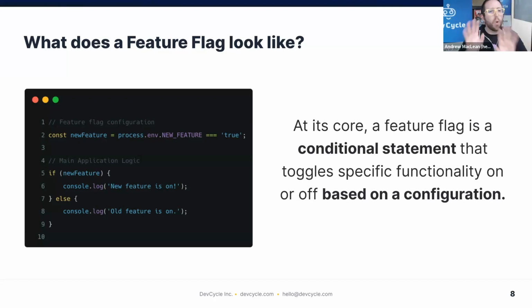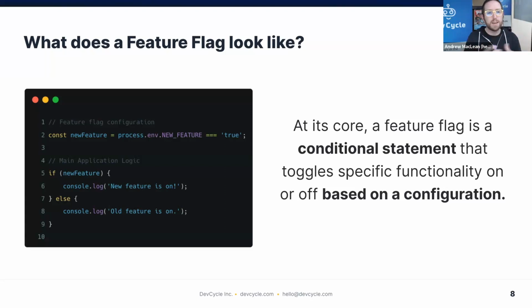So at its core level, a feature flag is a conditional statement to toggle functionality on or off based on some sort of configuration. When we look at this here, the two statements I've bolded, the conditional statement and the configuration, that configuration is what we're seeing on line 2, and that conditional statement is what we're seeing on lines 5 through 9. And so at the base level, this is a feature flag.